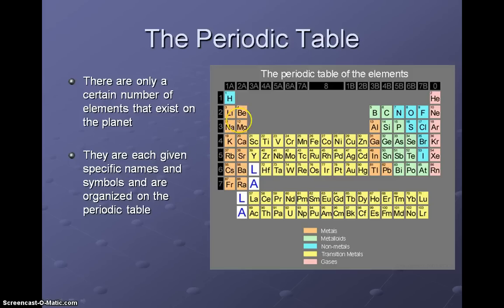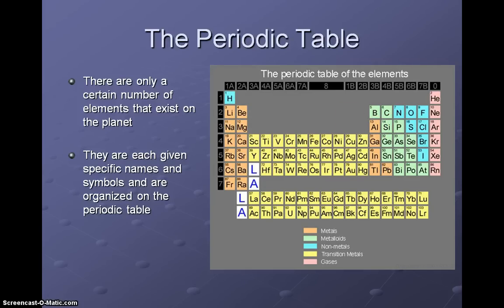So the symbol is either one or two letters. If it's two letters, the first letter is capitalized and the second letter is lowercase, which is really important. So you can see here like Li is lithium, Mn is manganese, Al is aluminum.